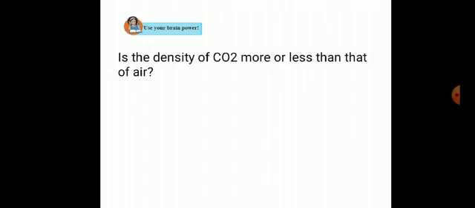Is the density of CO2 more or less than that of air? CO2 is denser than air. Density of CO2 is 1.97 gram per centimeter cube, which is about 1.67 times that of air.